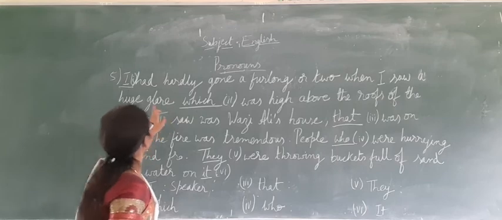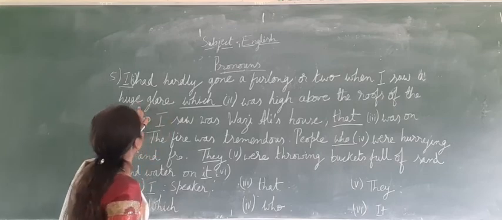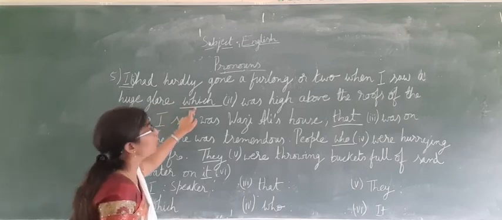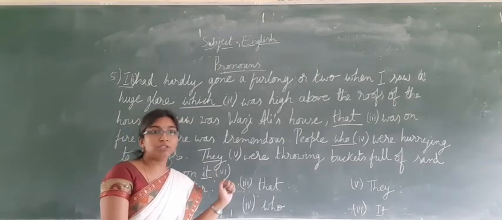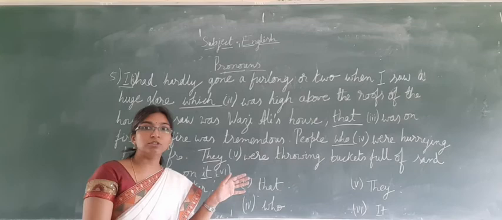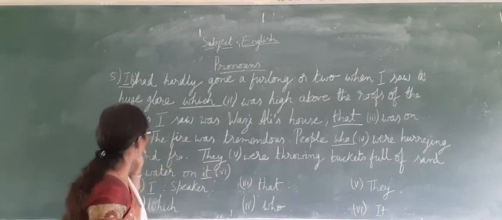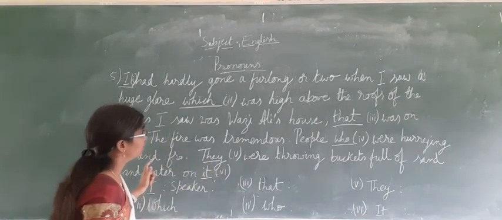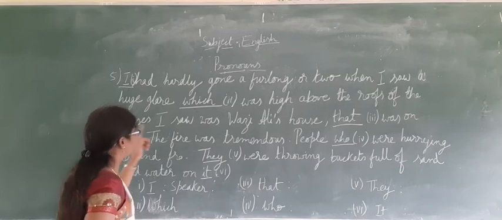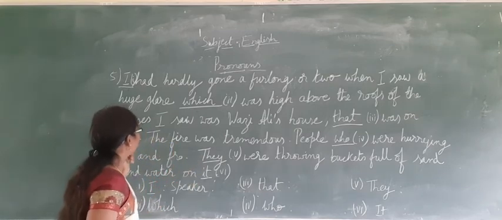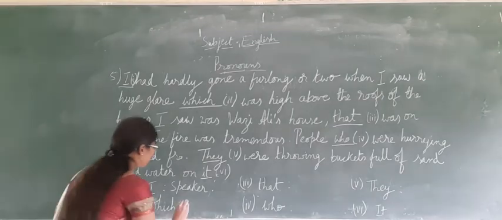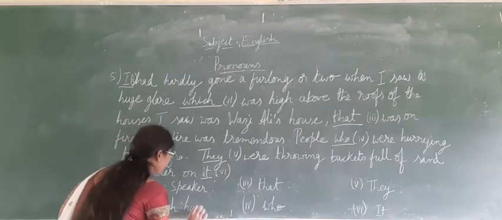Second: I saw a huge glare which was high. What was high? A huge glare. I saw a huge glare which was high above the roof. So for 'which', what answer will you write? Huge glare.